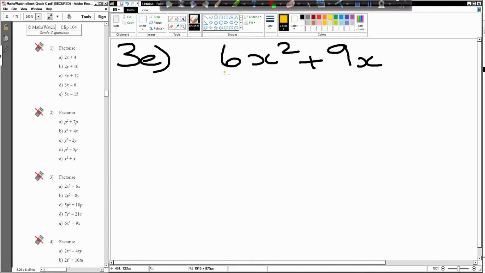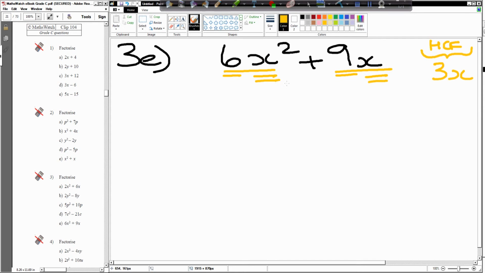Now, we are going to be again looking at this element and this element. And we're looking for the highest common factor. So in the 6x squared and the 9x, we got two numbers, the 6 and the 9. What's the highest common factor of 6 and 9? 3. And then we have the x squared and the x. What's the highest common factor there? X. So altogether the highest common factor is 3x.